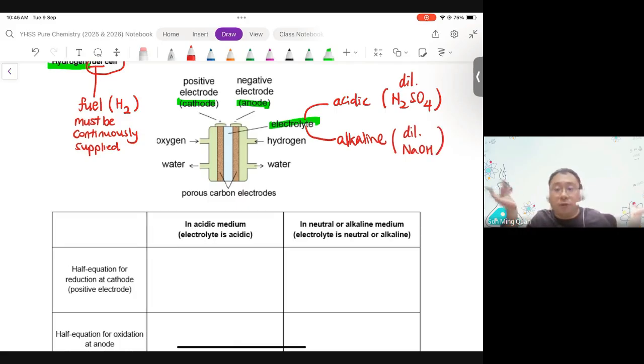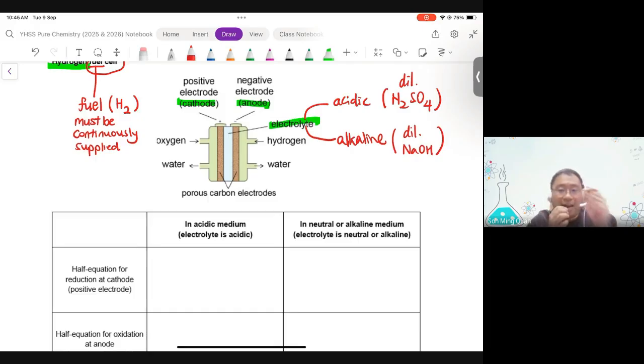Why don't we just use pure water? I think the answer is very simple. Pure water is simple molecular, so pure water doesn't have free moving ions to conduct electricity. All right, so pure water is not going to be a very good electrolyte.